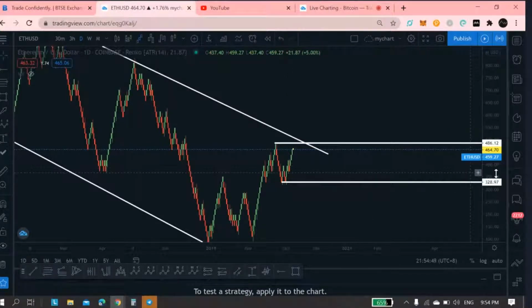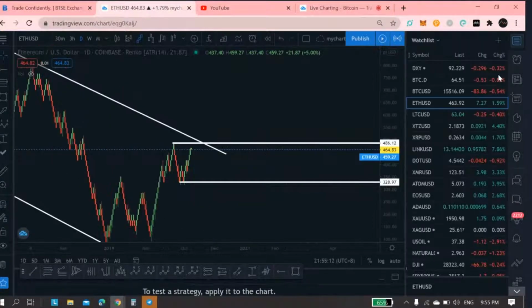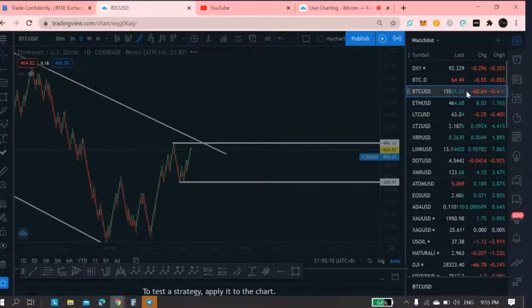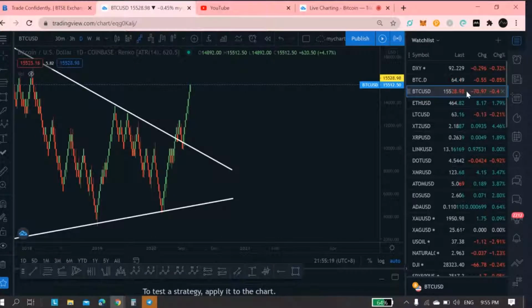Currently, it's trading at 464. So short term, this 459.27 is the support area. So actually, you can also use this as support and resistance. I think Bitcoin is already trending higher. So wait, let's just check this one. Oh, this 15,000 blue dotted line is already the short-term support area, if you're scalping.